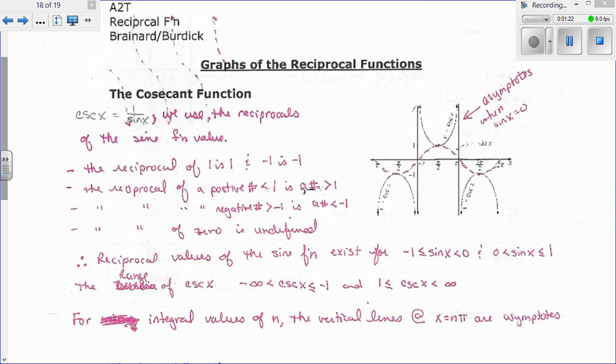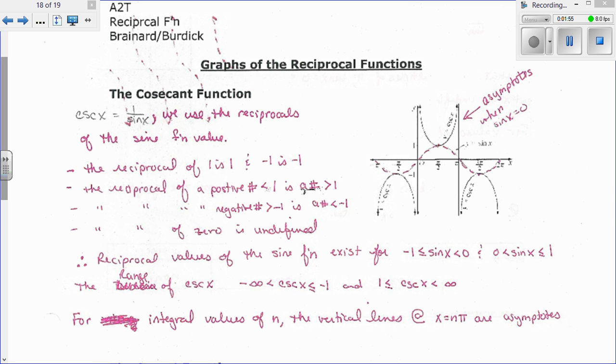when sine is -1. The reciprocal of a positive number less than 1 is a number greater than 1. So, for example, if I have a positive number less than 1, 1/2, the reciprocal of 1/2 is 2. So that's a number greater than 1. So if I have a fraction and I find the reciprocal, I'm going to end up with a whole number.